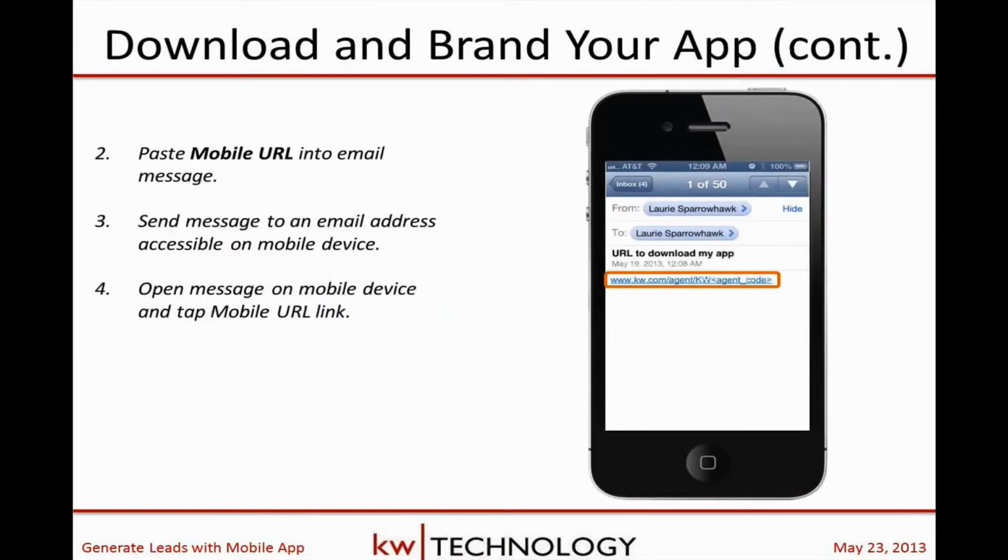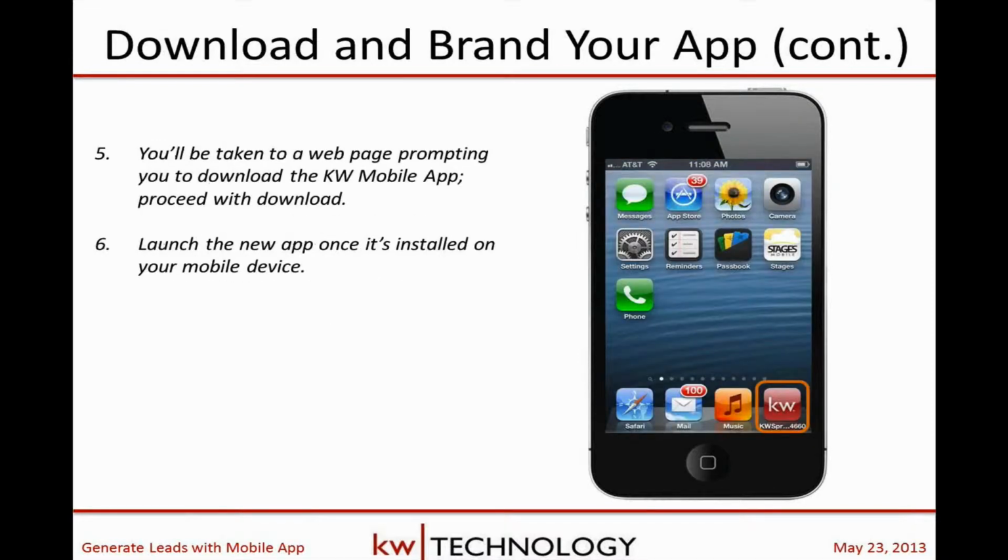You'll then take that URL and paste it into an email message that you're going to send to an email address that you can access on a mobile device. So really you're just sending yourself this link so that you can get to it from your phone or whatever mobile device you want to be installing your app. Open up that email, click the link, and then you'll be taken to a web page where you'll be prompted to download the KW mobile app. Go ahead and follow the prompts to download it for your phone or tablet, and then launch it. You'll have a KW icon like you see pictured on the iPhone. Click that to launch the app.